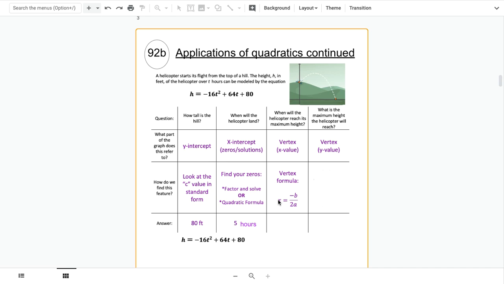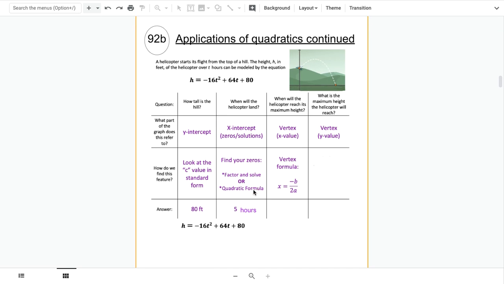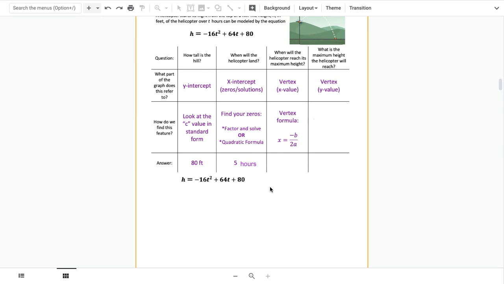Well, to find the x value of our vertex, we're just going to sub in the opposite of 64 and divide it by 2 times the a value. So let's try that down here. I'm going to do x equals opposite b, so negative 64, over 2 times our a value. So our a value again is negative 16.